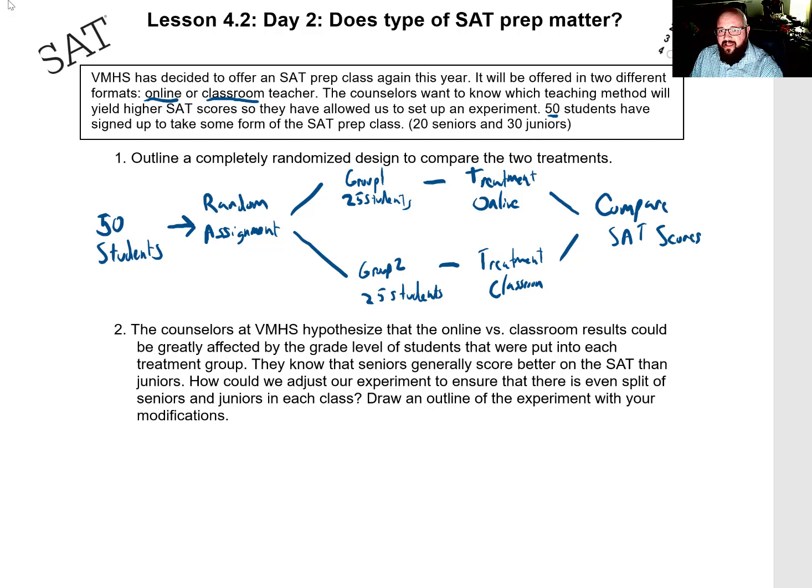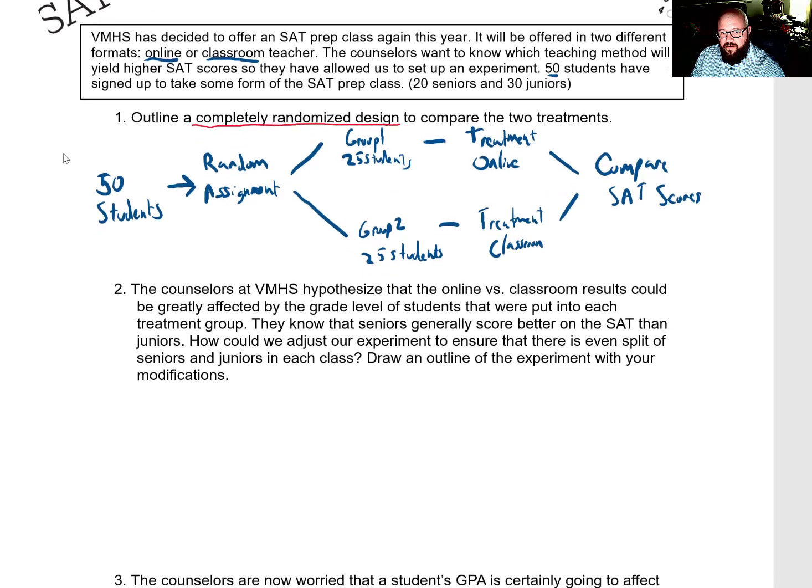So it says to outline a completely randomized design to compare treatments. That is what you need to do. Again, this is a completely randomized design right here. Alright, so let's go on to number 2 here and see what that guy has.